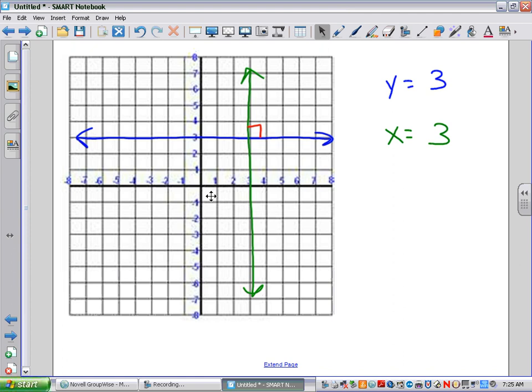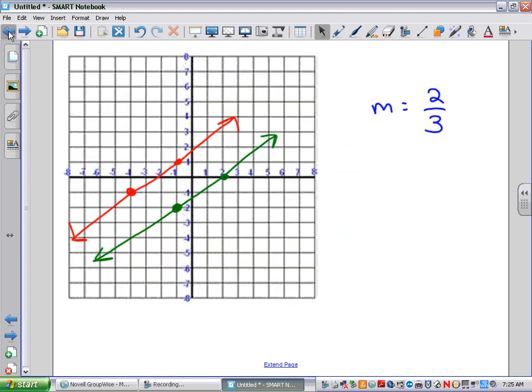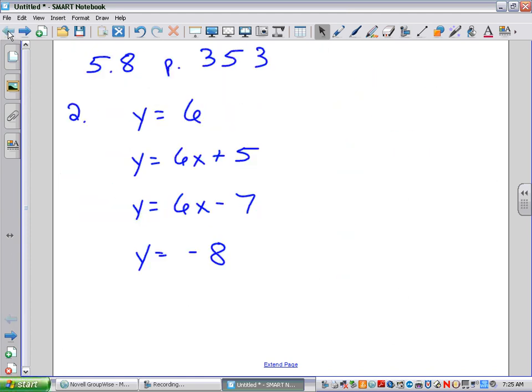Okay, with that said, in your book, 5.8, I'm going to do number 2 with you. Now the directions here say, for number 2, identify which lines are parallel. Well, you have 4 equations given. You need to be able to look at these 4 equations and tell me what the slope is. What's the slope of all 4 of them?